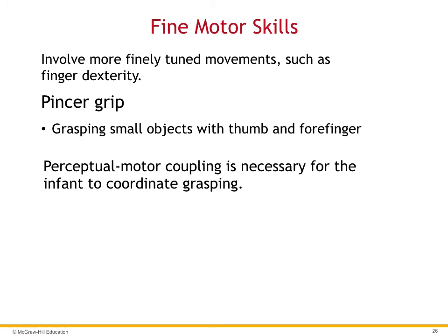We have talked about infant gross motor skills, and we've talked about their reflexes. Now we're going to take just a little bit of time and we're going to talk about their fine motor skills. Infants are involved more finely tuned movements, such as dexterity, like how easily they can move their fingers. Something called the pincher grip is the idea that infants can grasp small objects using their forefinger, your pointer finger, and your thumb. They can pinch.